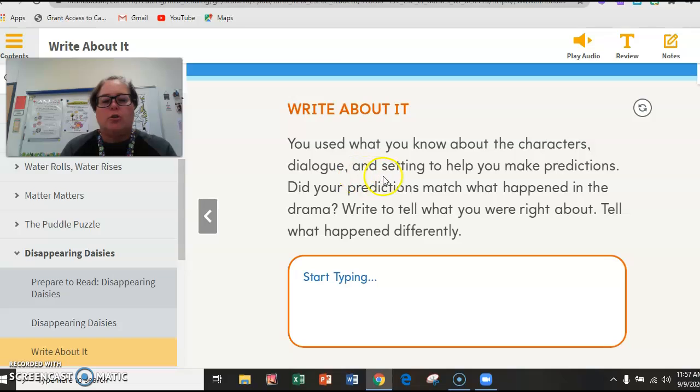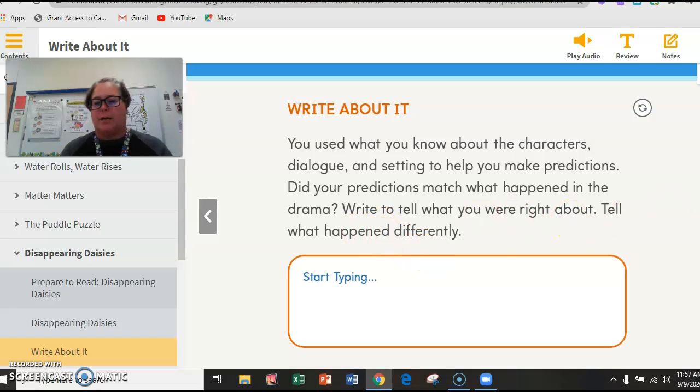Write about it. You used what you know about the characters, dialogue, and setting to help you make a prediction. So we made a prediction at the beginning, remember? Did your prediction match what happened in the drama? Write to tell what you were right about.